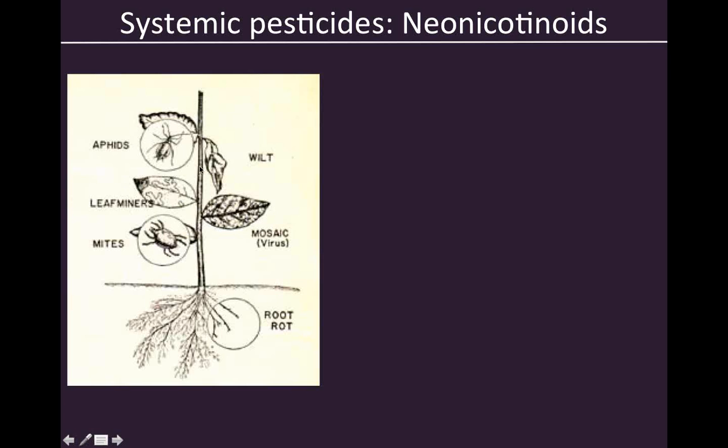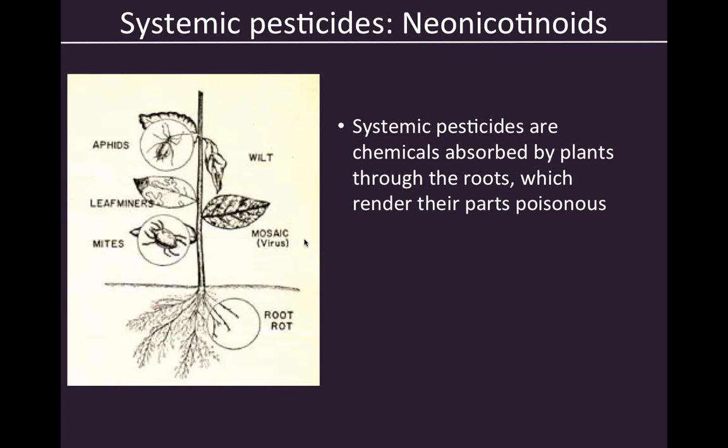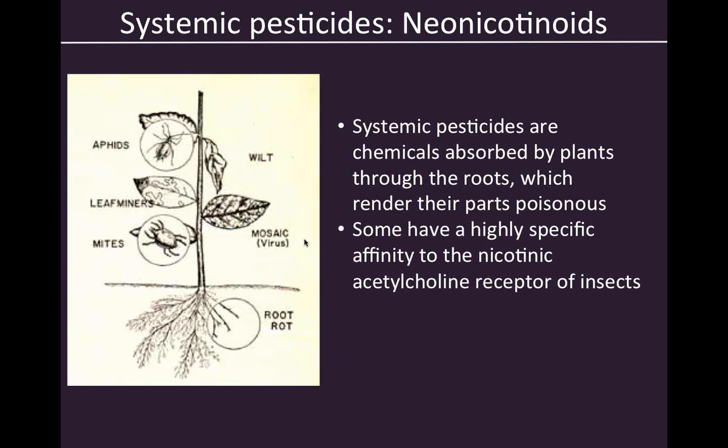So the stem has the insecticide inside it, the leaves have it, and it helps them combat things like mites, leaf miners, aphids, wilt. But one thing that was not really thought about very much was that these systemic insecticides can also be inside pollen and nectar of flowers. So these systemic insecticides are chemicals that are absorbed by the plants through the roots and render the parts poisonous. And some have a highly specific affinity to the nicotinic acetylcholine receptors of insects.